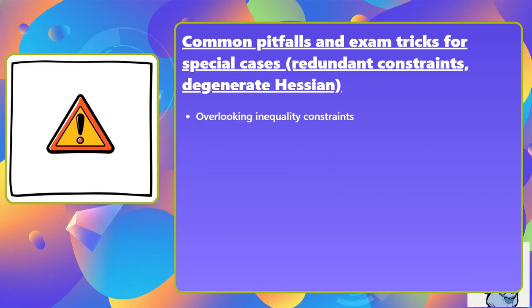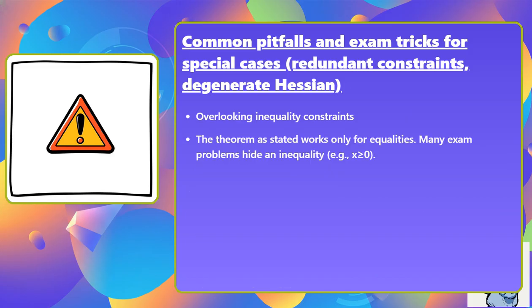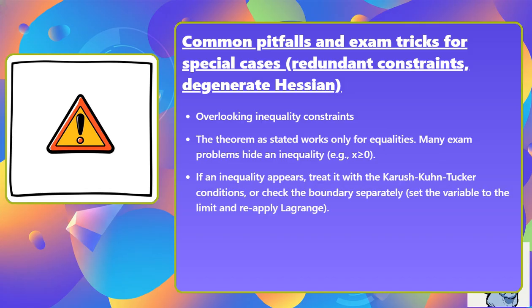Overlooking inequality constraints. The theorem as stated works only for equalities. Many exam problems hide an inequality, for example, x greater than or equal to 0. If an inequality appears, treat it with the Karush-Kuhn-Tucker conditions, or check the boundary separately: set the variable to the limit, and reapply Lagrange.